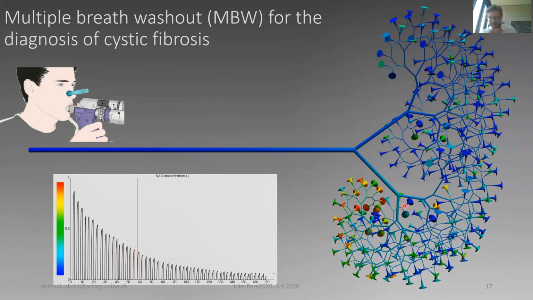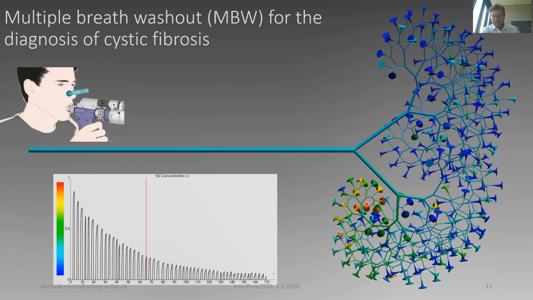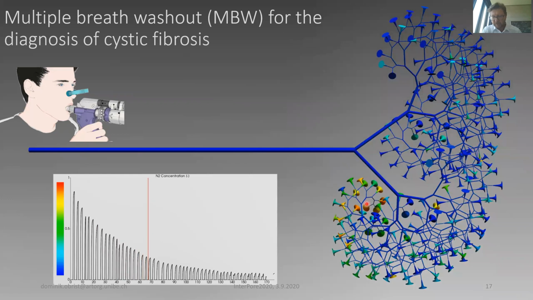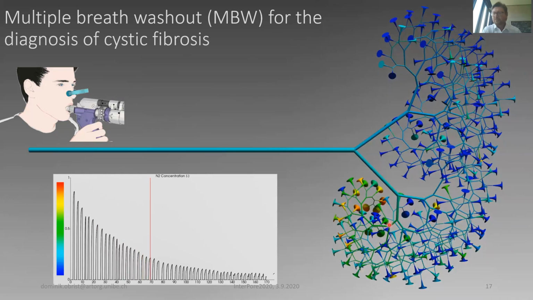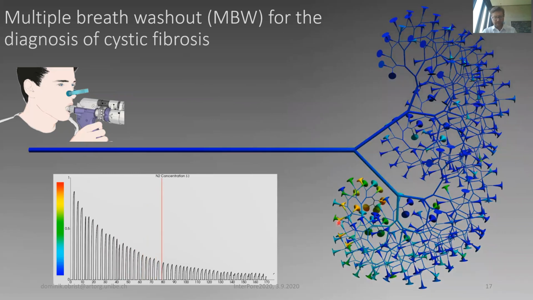And you might have recognized that here in this part, there's still a higher concentration of nitrogen. This is because in this example, we modeled a slightly obstructed airway. I think it's about here, which makes the washout less efficient in that part. And of course, that will have an effect on the washout curve that we see here.